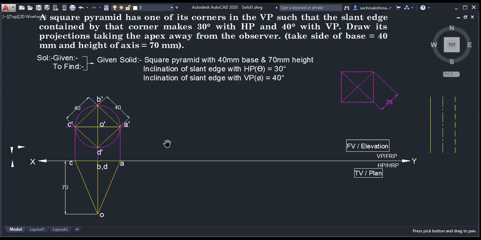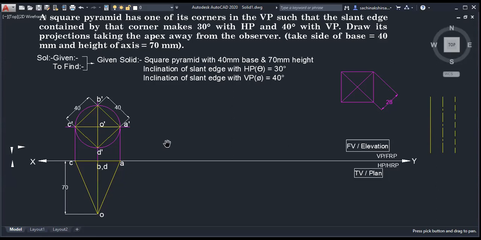So whose inclination is given? The slant edge contained by that corner. Which slant edge is contained by the corner A? AO. This is the slant edge contained by that corner. For that, we have to give inclination. How much? 40 degree first, not 30 degree. If you do 30 degree, it is totally wrong.